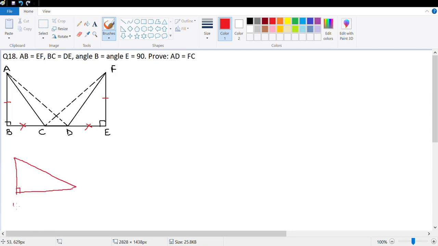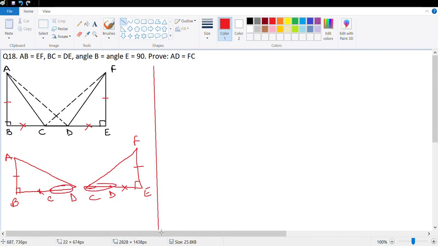So this is BAD and FC. FC is a part of this triangle FCE. This is CFE. Okay, AB and EF are equal. Let's see if we can get anything else equal. I know BC, so C is somewhere here and D is somewhere here. So we know BC part and DE part are equal and CD is common to both of these. Okay, so let's just write this down. We've got side, angle, side.